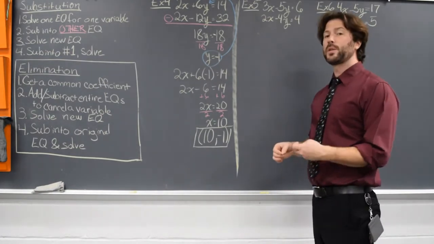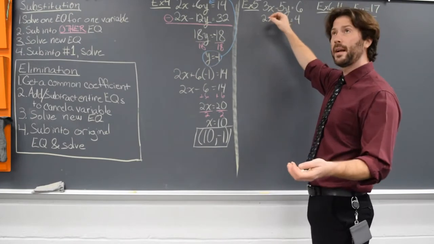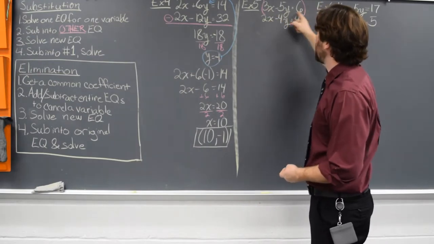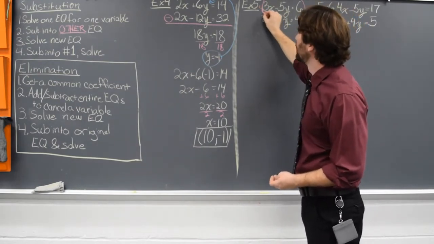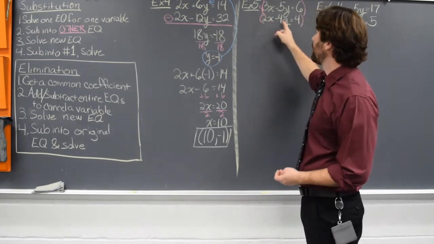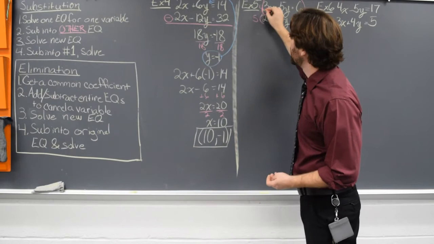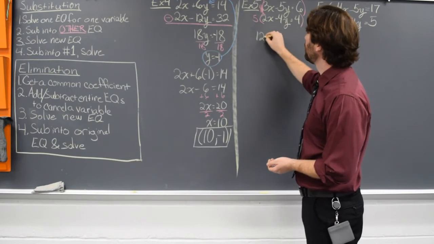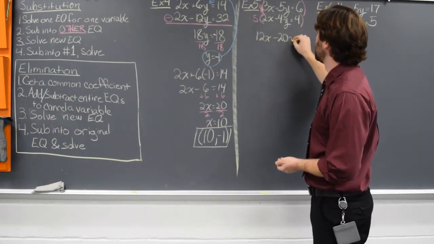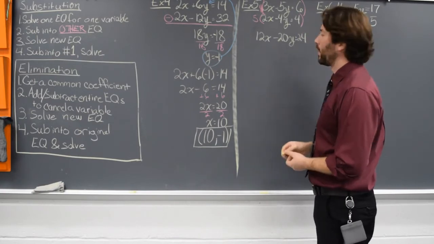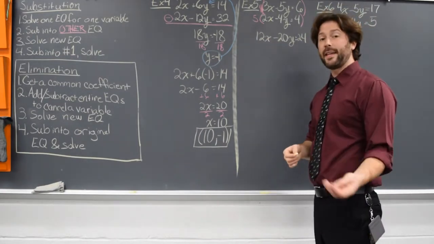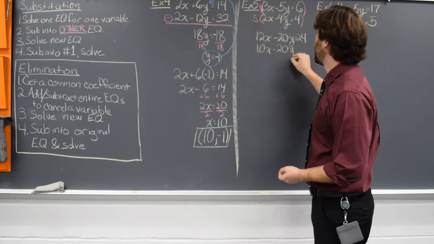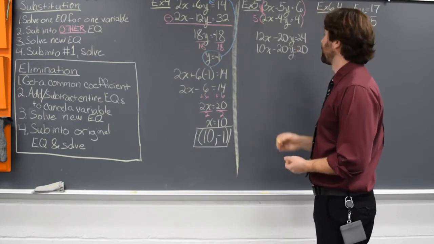So what I have to do is multiply them by something. The common multiple of 5 and 4 is 20. So in order to get 20, I have to multiply this whole equation by 4, and in order to turn this 4 into 20, I need to multiply the whole equation by 5. So for the top one, distribute that 4, and we'll have 12x minus 20y equals 24. Distribute the 5 in the second equation, and we'll have 10x minus 20y equals 20.